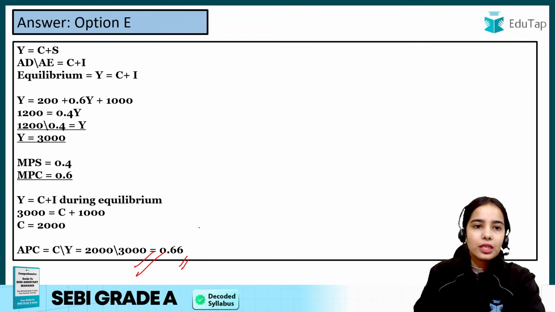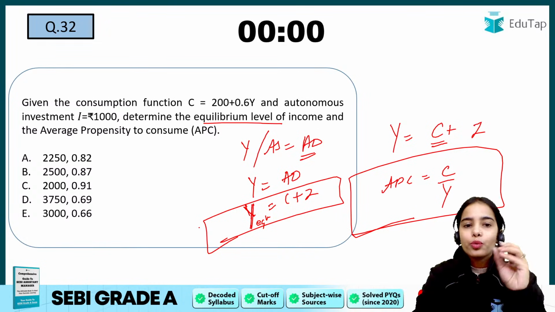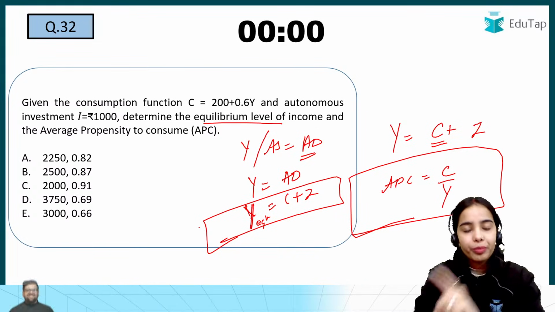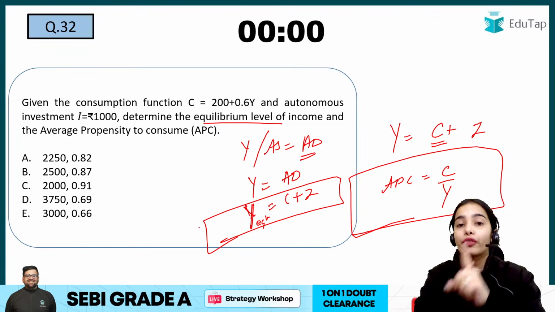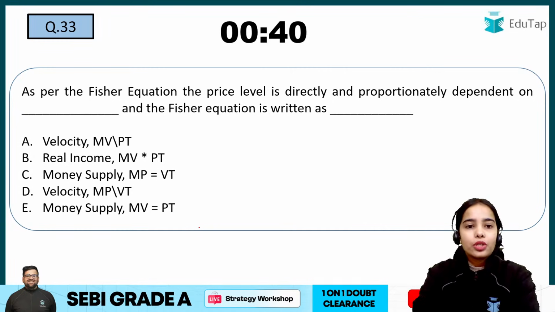Chalo. So this is the answer. You can attempt this question again. If, let's say, you were not able to answer this question, attempt it again, and this will be relevant for your phase 2 also, as this question clears many of the concepts here. Chalo, coming to the next question.